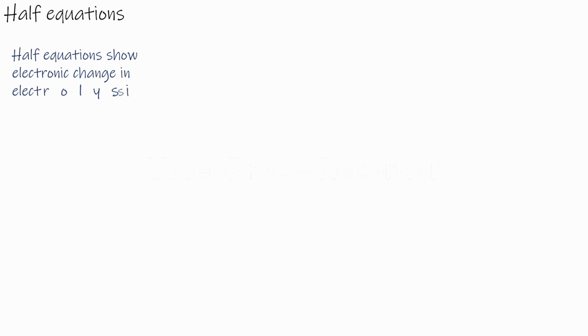Now, we can start by saying that half equations show electronic change through electrolysis. Electronic change just means the transfer of electrons, and you'll see in a couple of examples in a minute. We can say that e- is used to represent an electron, and that is that symbol right there.